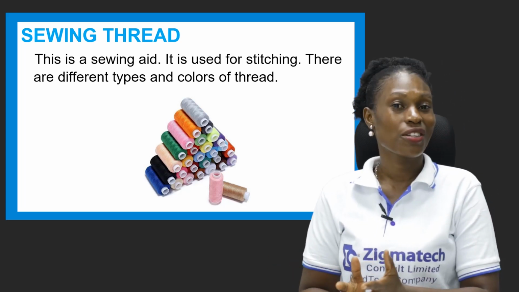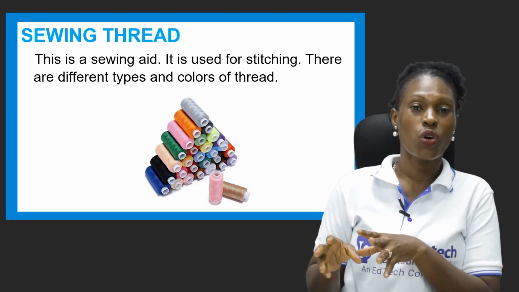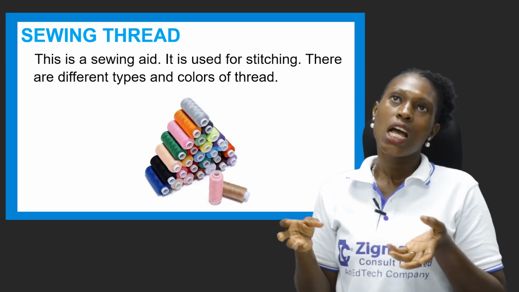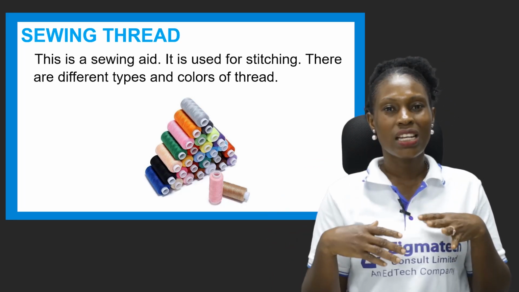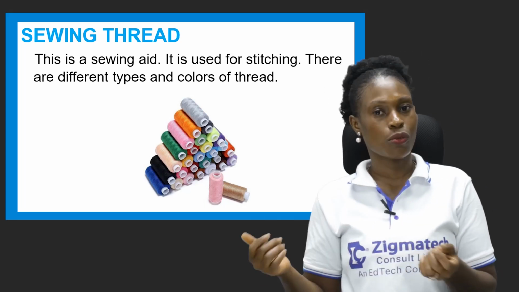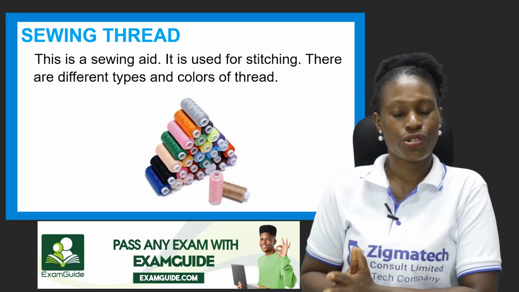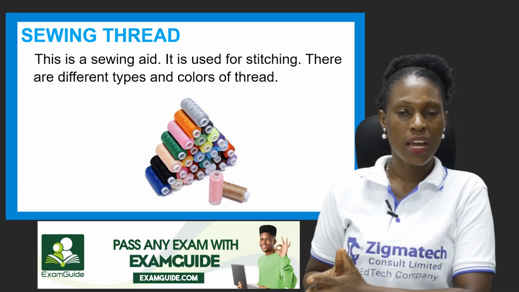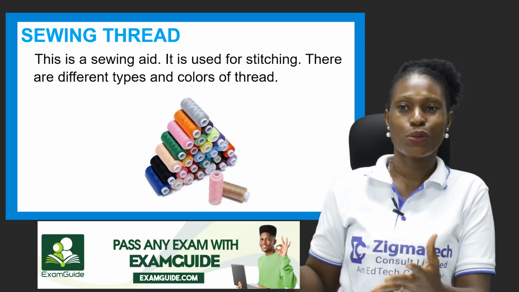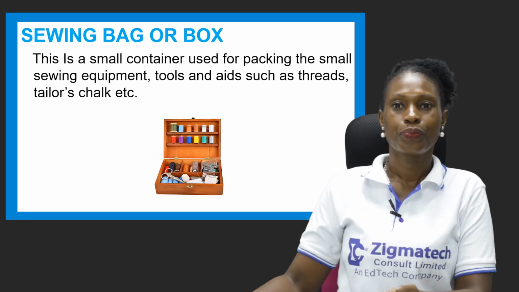Now when you're making the dress, you see the tailor making the dress, they tend to use the colors that are suitable for the dress that they are making. You cannot be making a white dress and then use an odd color. You should be using something that suits the color, except you're trying to create some other design. So sewing threads are used to match fabrics. That's your sewing thread. They come in different colors.